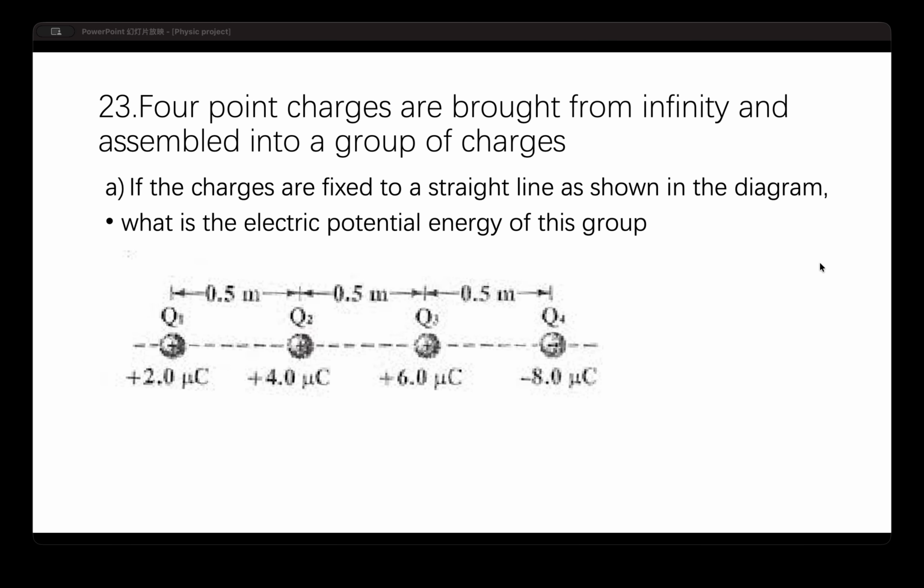First, let's look at this picture. We can see that Q1, Q2, and Q3 are all positive charges, while Q4 is a negative charge. That means Q1, Q2, and Q3 repel each other because they are all positive charges, and Q4 is the only one being negative. It attracts all other 3 positive charges.